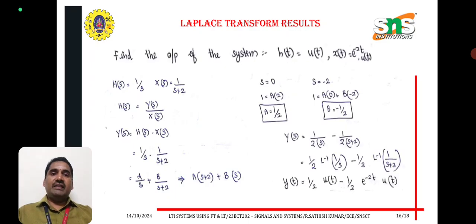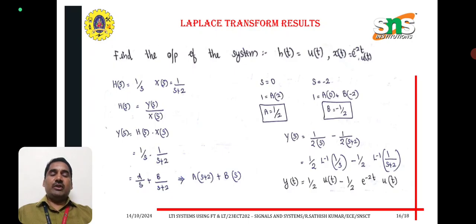Now we can find the output of the system. h of t is equal to u of t. x of t is equal to e power minus 2t into u of t. h of s is equal to 1 by s. x of s is equal to 1 by s plus 2. h of s is equal to y of s by x of s. Therefore, y of s is equal to h of s into x of s, which is 1 by s into 1 by s plus 2.